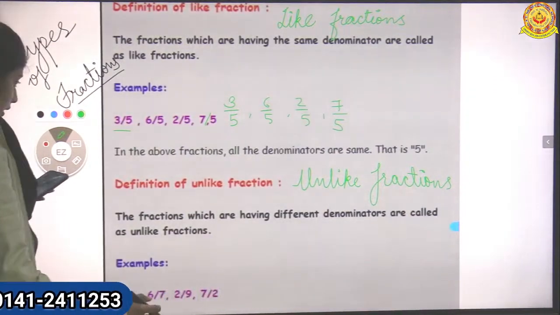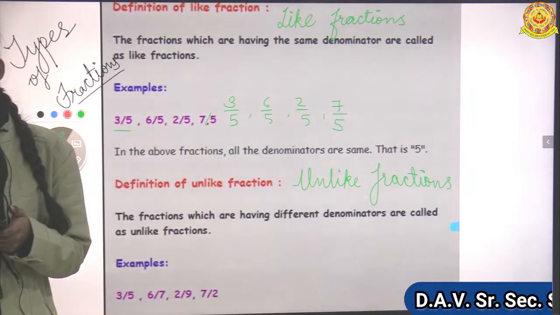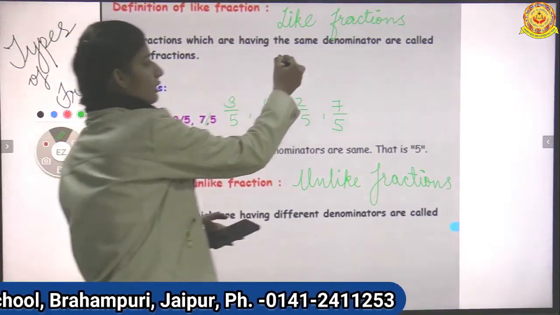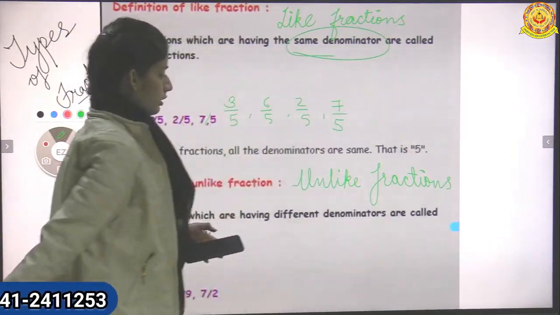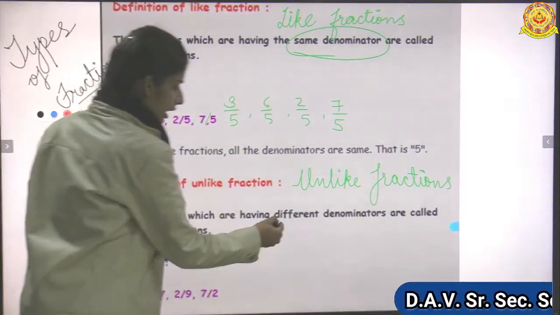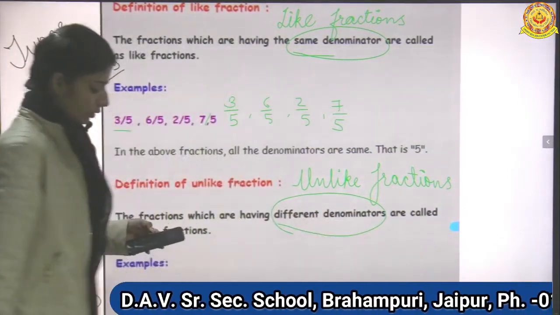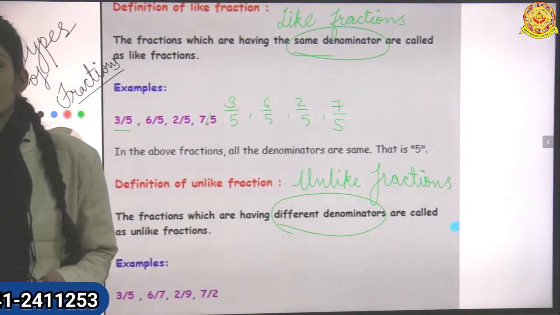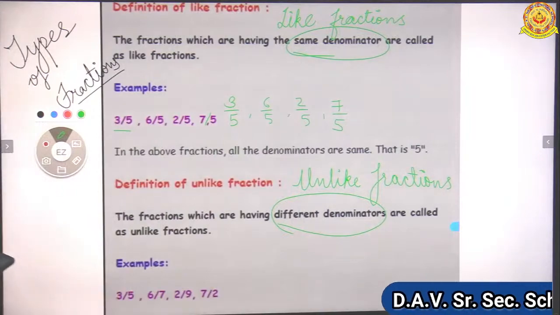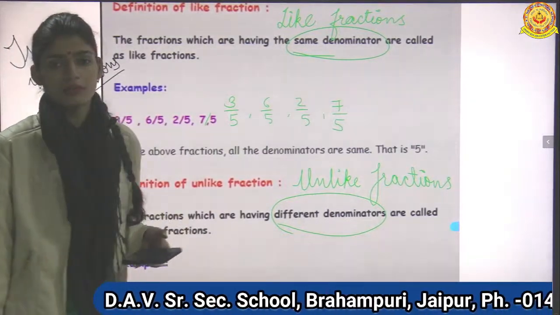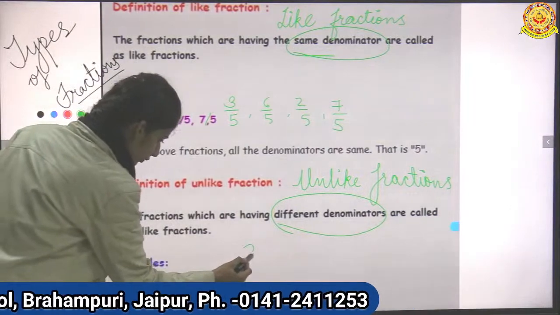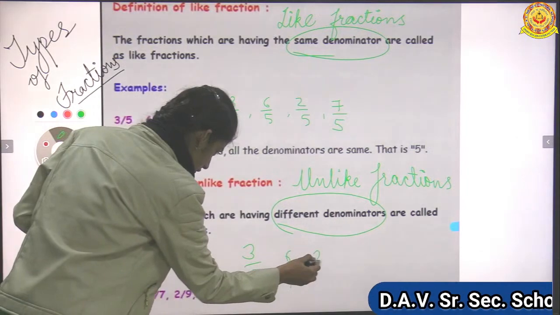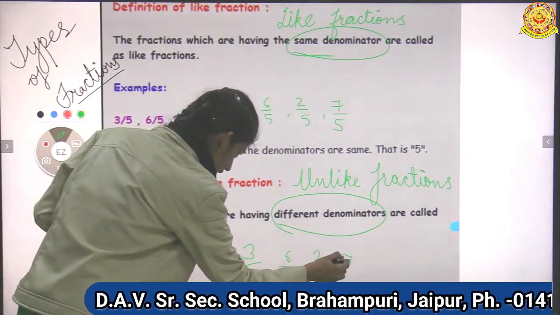Okay, unlike fractions are just the opposite of like fractions. In like fractions we see the same denominator, and in unlike fractions we check for different denominators. Unlike fractions mean the fractions which have different denominators. In this it is 3 upon 5, 6 upon 7, 2 upon 9 and 7 upon 2.